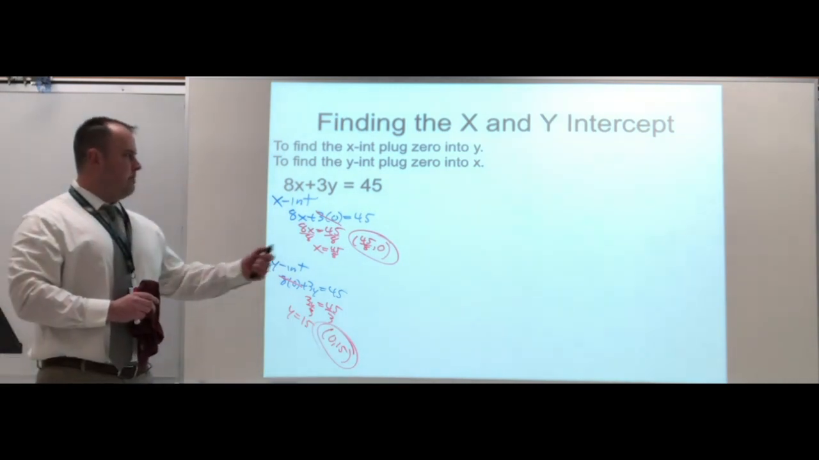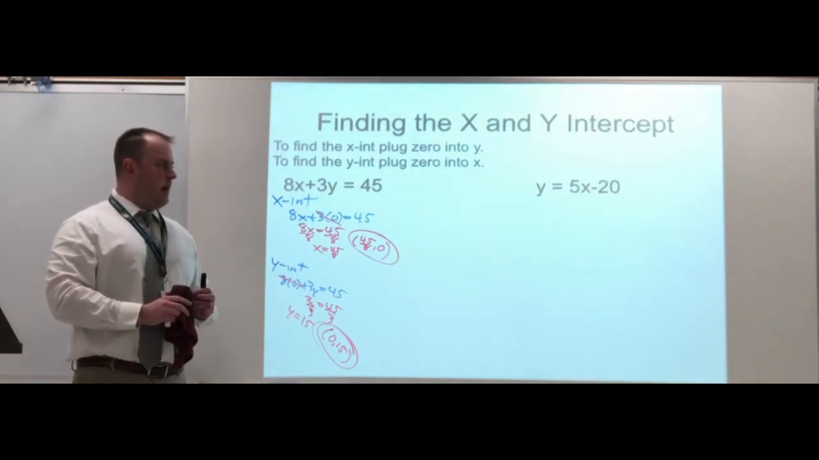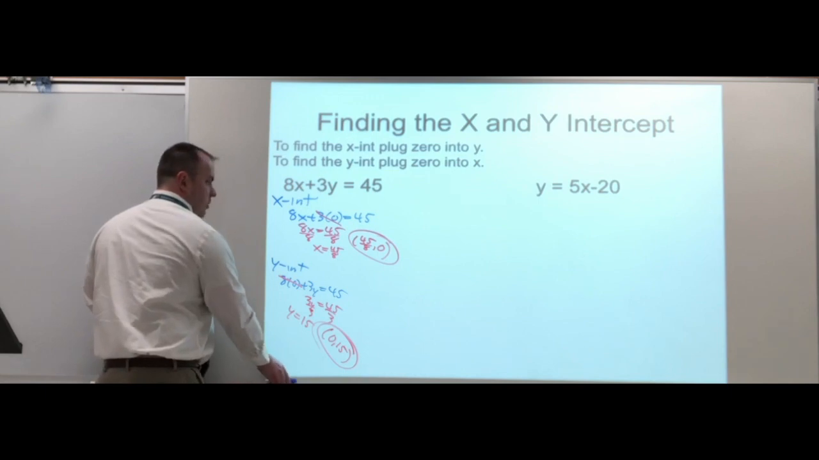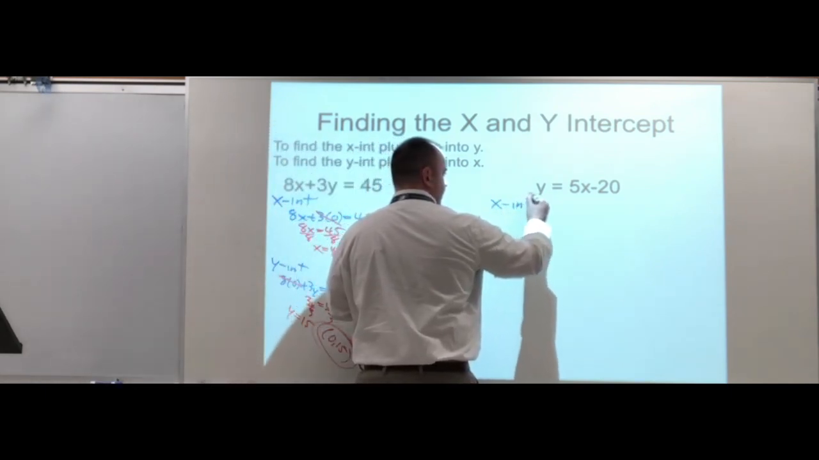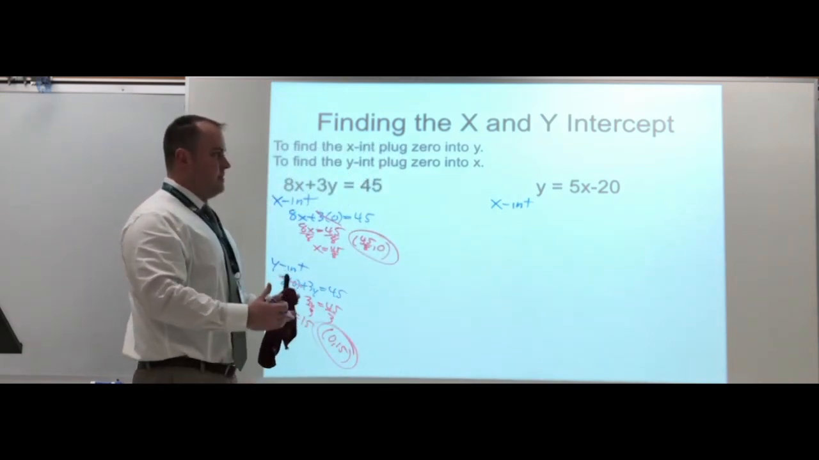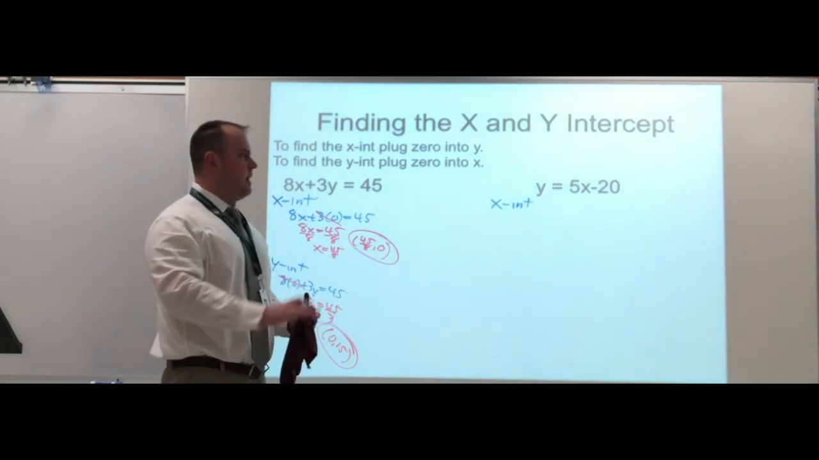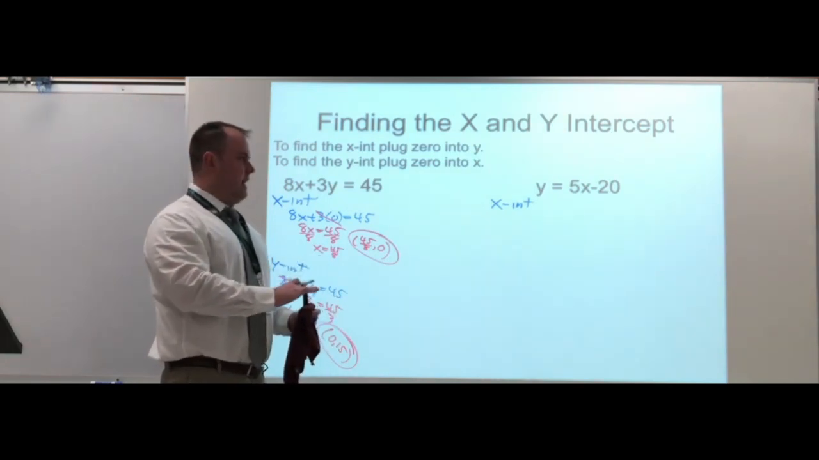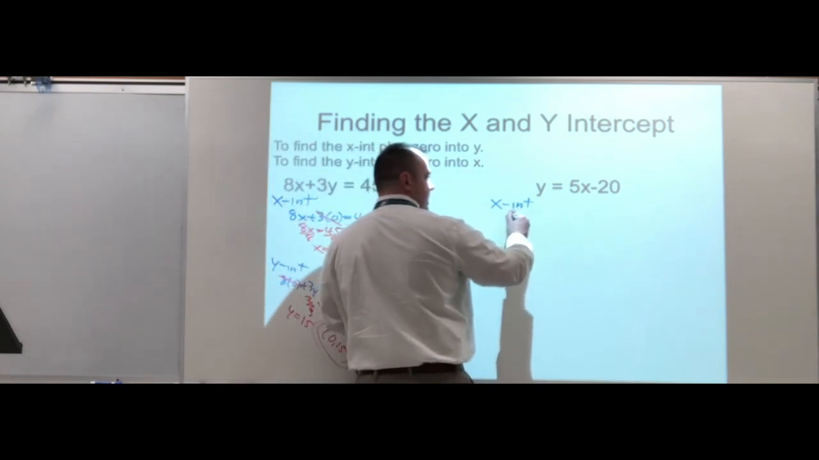Now let's do one more example. Here we have y equals 5x minus 20. I'm going to start with the x-intercept again. Now again, for the x-intercept, you're plugging 0 in for y. This one's different. It's already in slope-intercept form, so the y-intercept should be a little easier to find. I'm still going to do the x-intercept first here since I have that on the board. I'll plug 0 in for y.